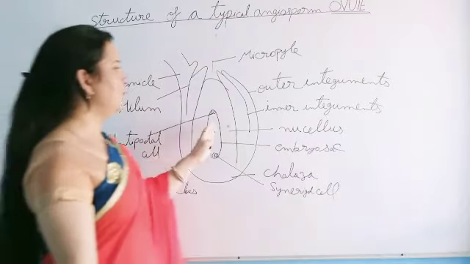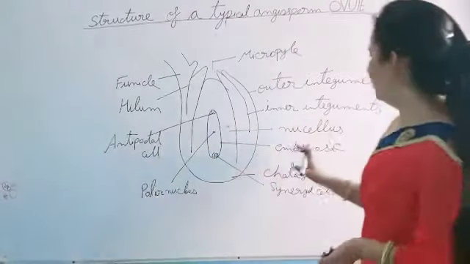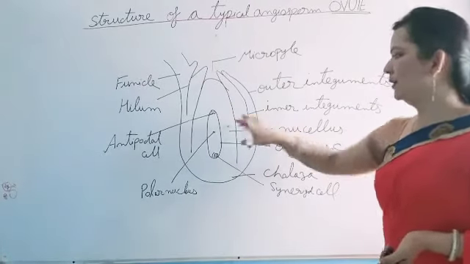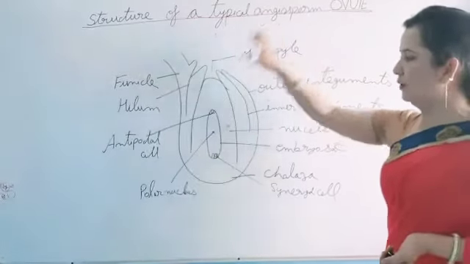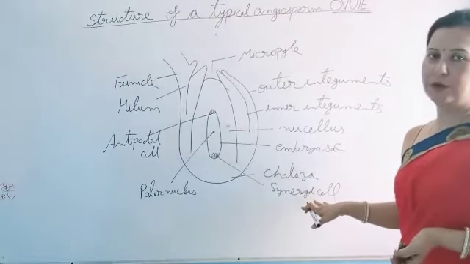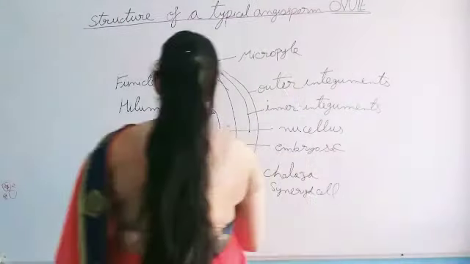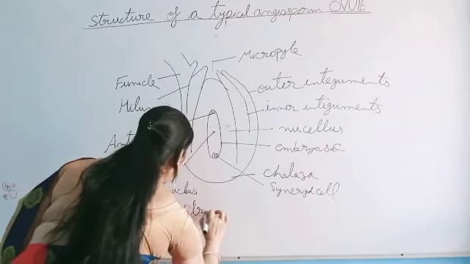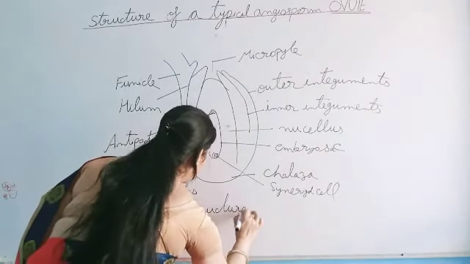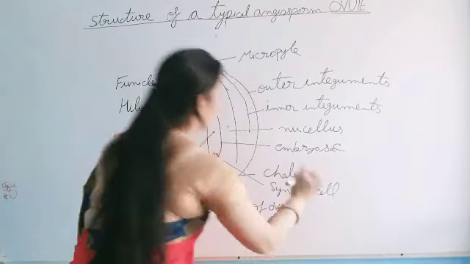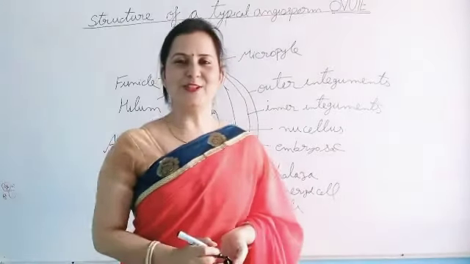Embryo sac takes the nutrition from nucellus cells. It takes the nutrition from here. So this is the structure of ovule in a simple way. So you can make the diagram in a simple way. Structure of ovule. I hope you have understood. Thank you.